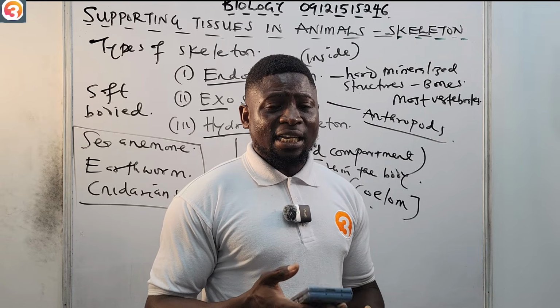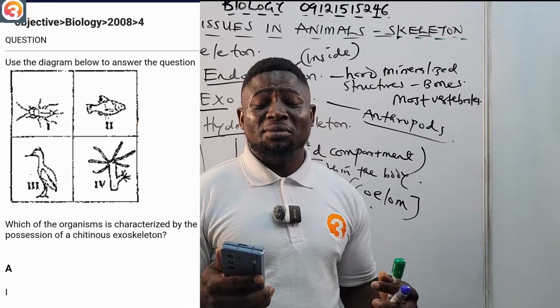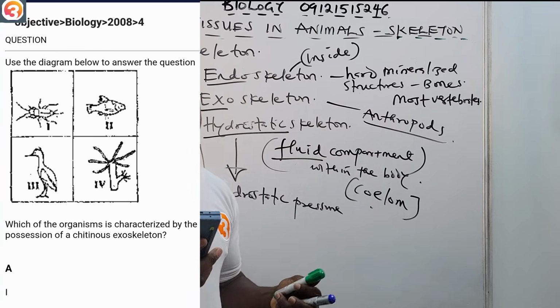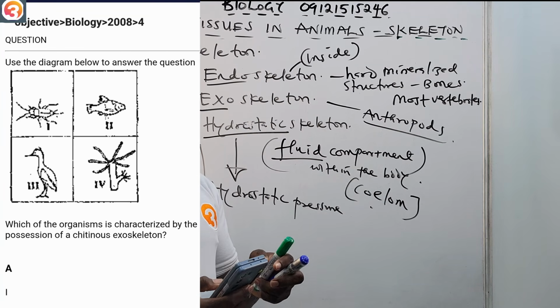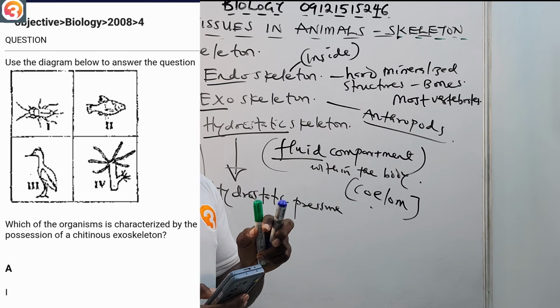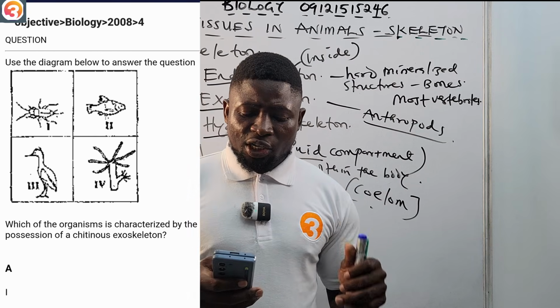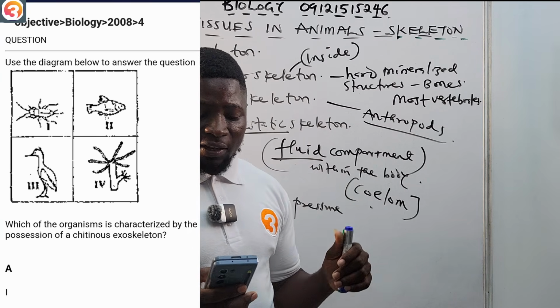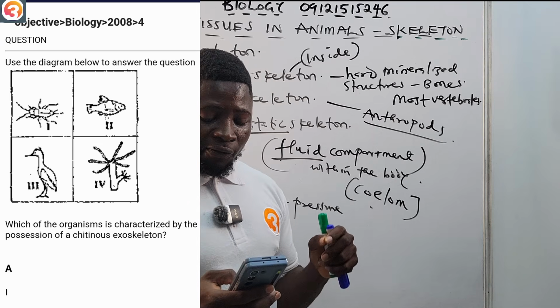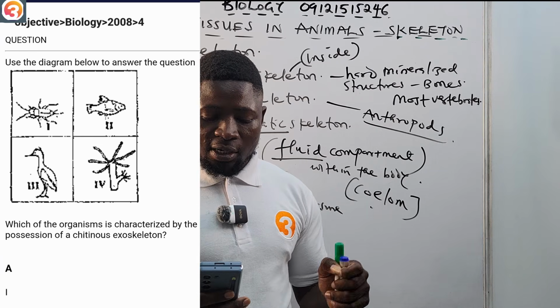This is a 2008 question number 4. In fact, these questions are very easy, so I'm not going to answer them. You tell me the answers in the comment section. Using the question side feature, they said, use the diagram below to answer the questions. We're given 4 organisms there: 1, 2, 3, 4.